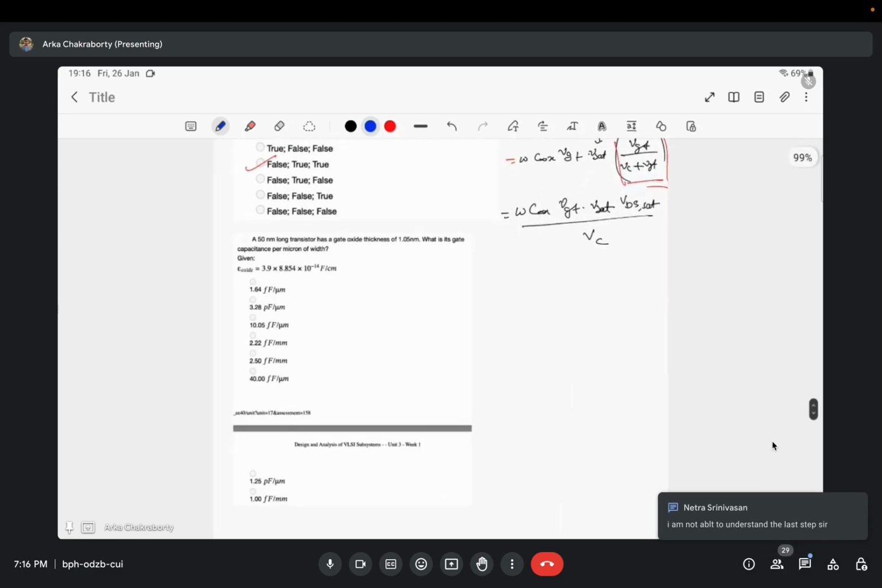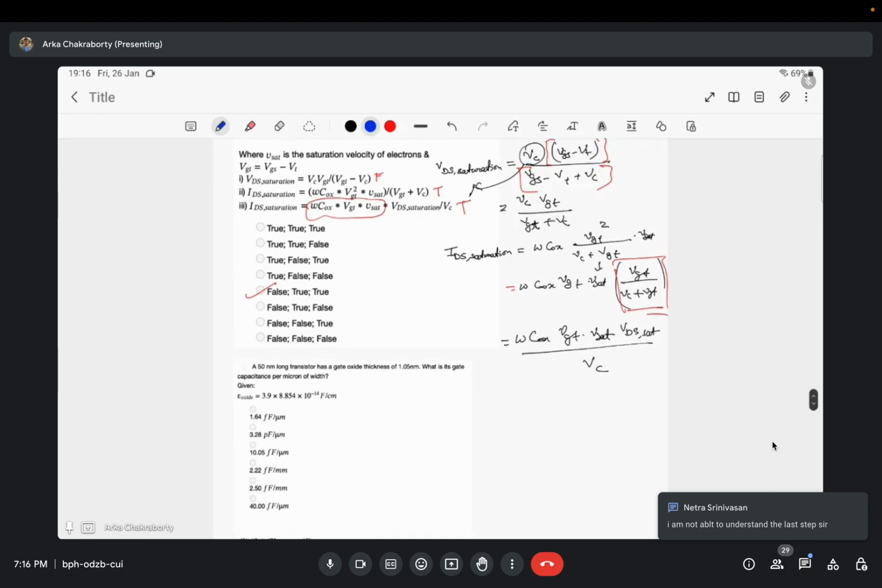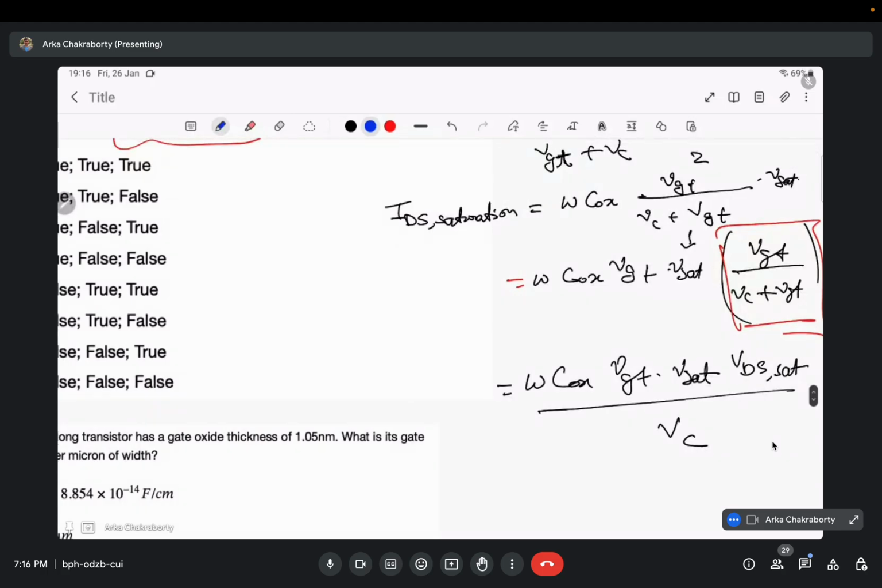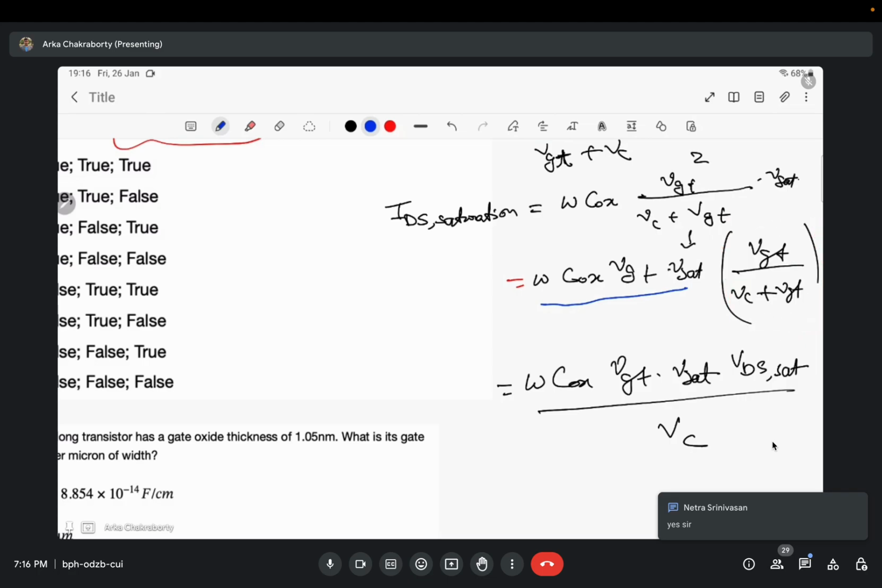I am not able to understand the last steps, sir. Okay, sure. Let me reiterate for you. See, here I hope this much is understandable, right? That I have taken this equation and I have separated this Vgt square. One Vgt I have written here, another Vgt I have written here inside this bracket. Okay, I have separated it, I have written one part here and another part here, Vgt by Vc plus Vgt.